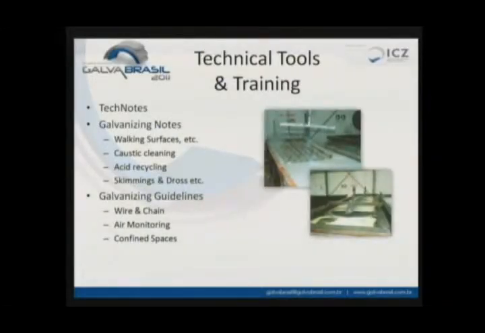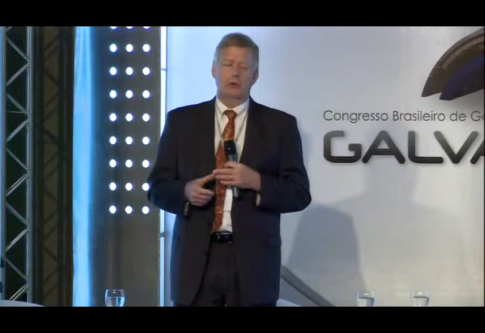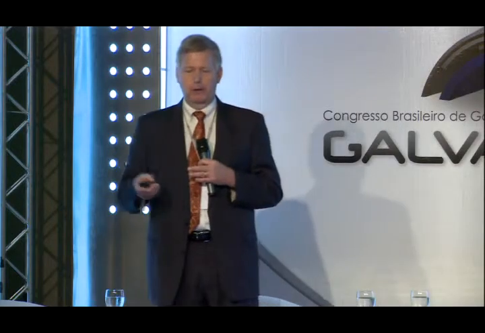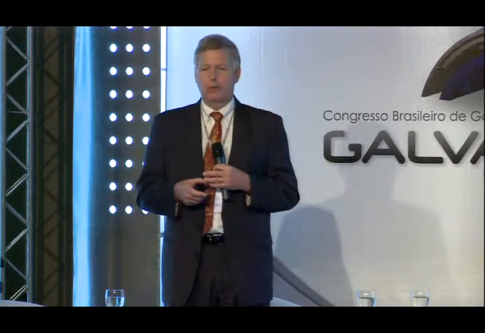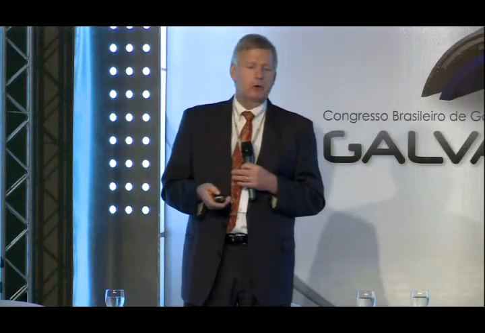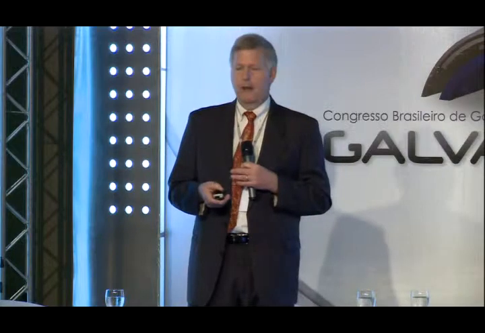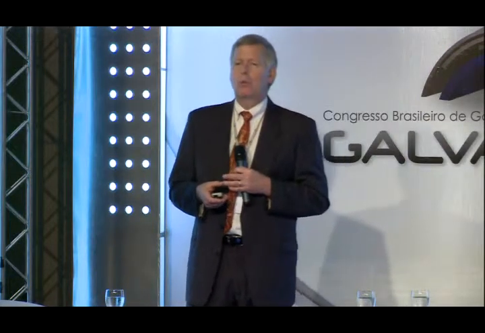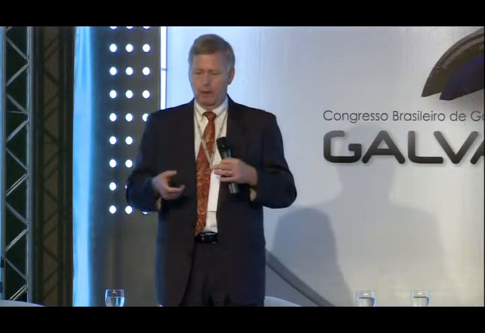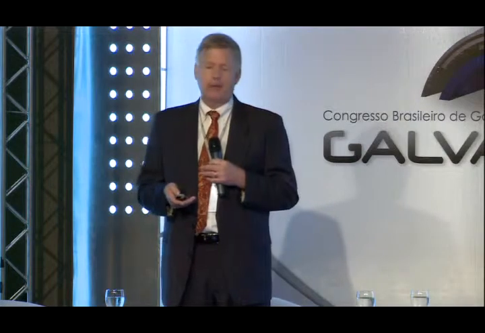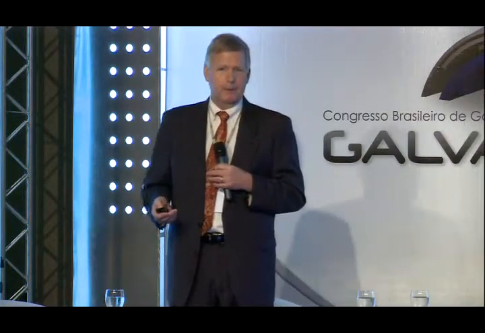There are many notes to assist in the proper operation of the galvanizing plant, dealing with safety, dealing with many of the chemical controls, how to control skimmings and dross. These are the waste products of the zinc. And again, the guidelines for the use of wire and chain, for air monitoring around the pot especially, and also acid mist, for example, and work in confined spaces. If you are working in a space that is limited access, the kinds of safety regulations that apply.